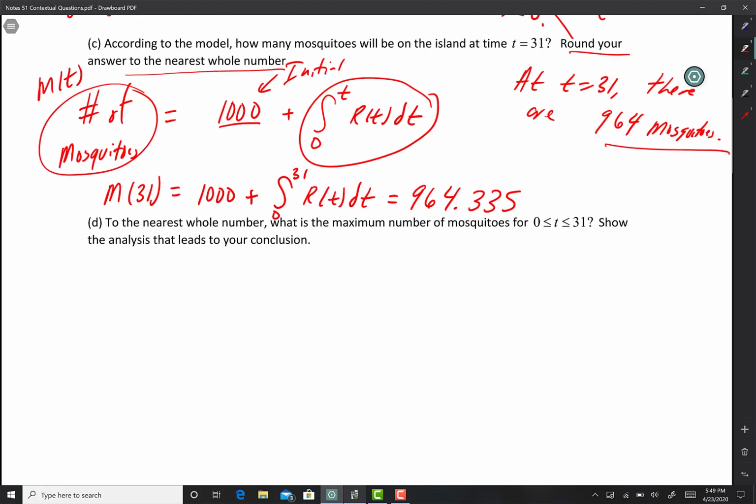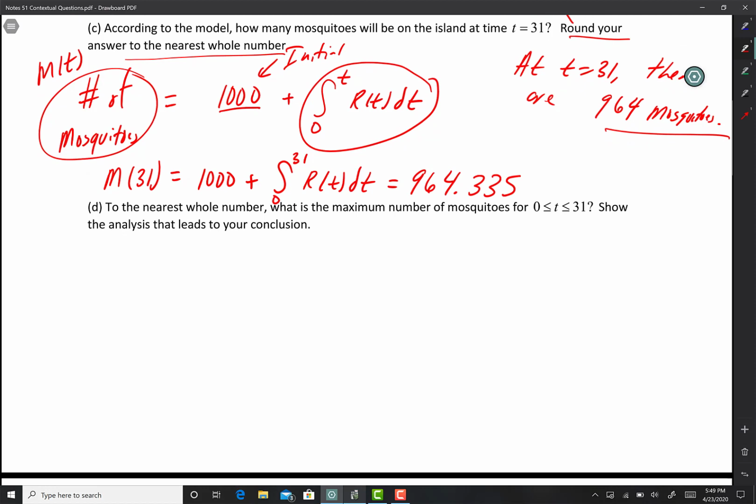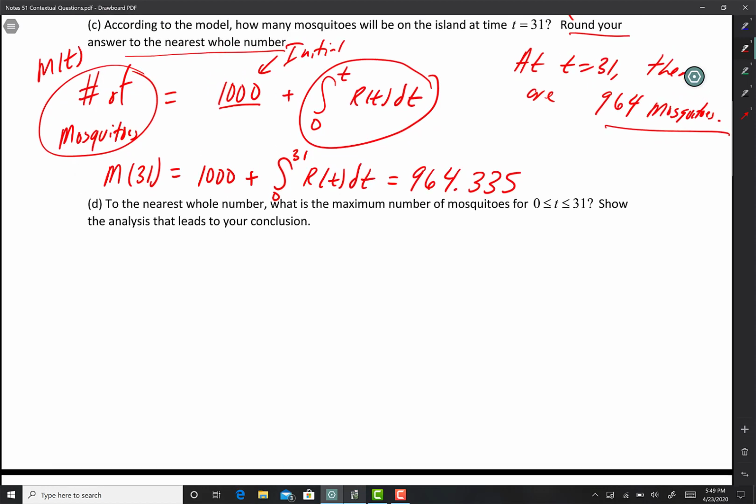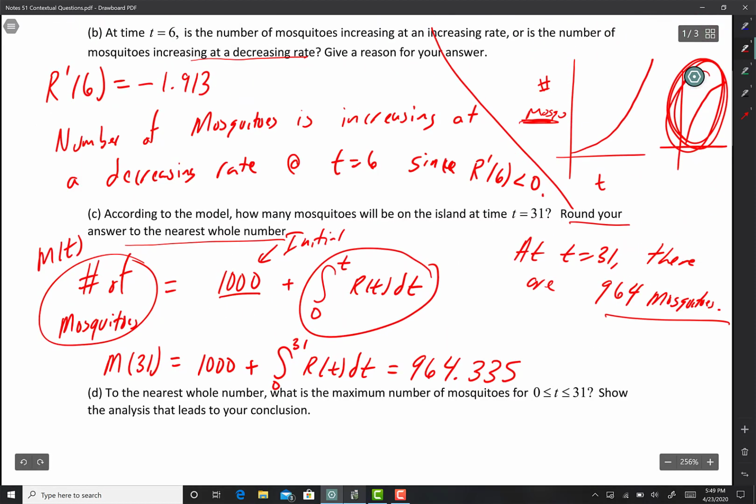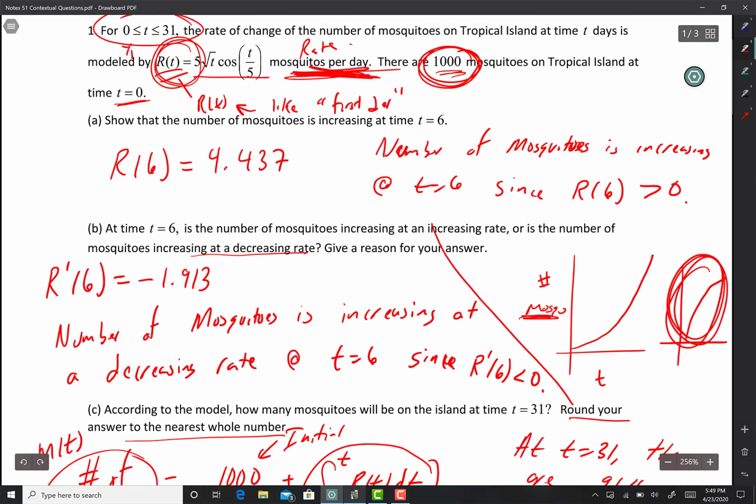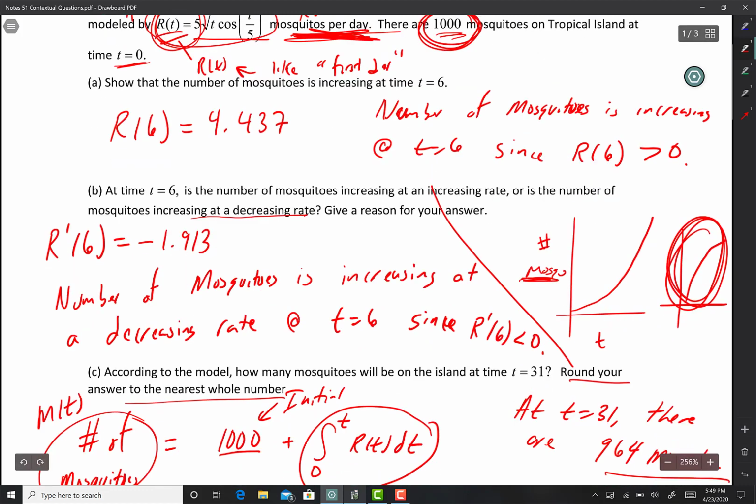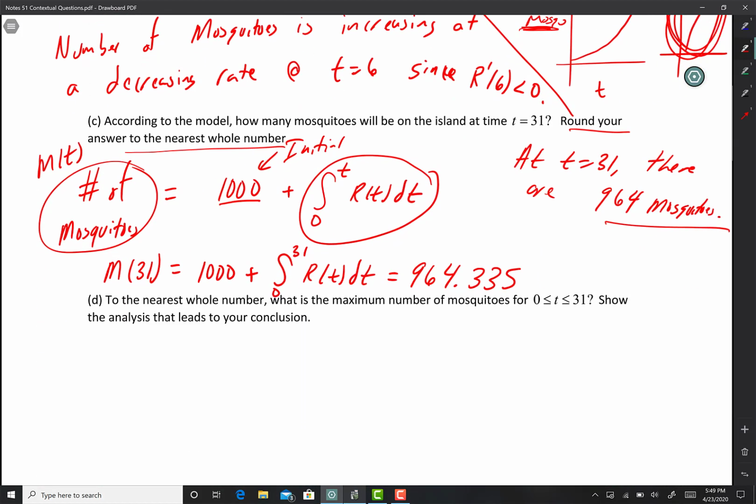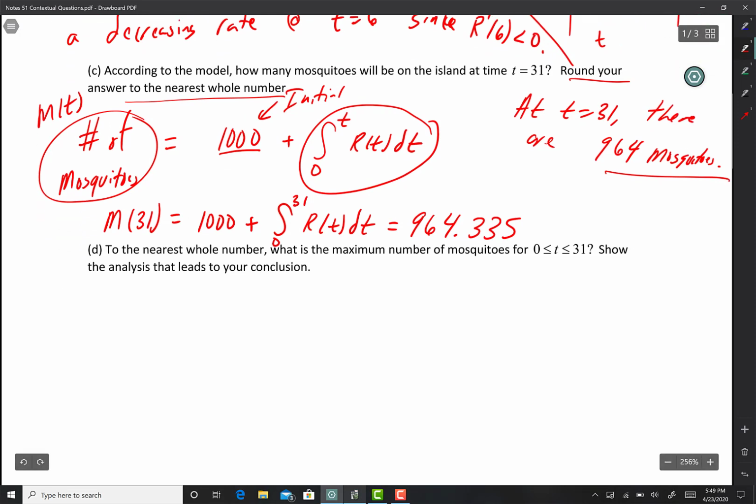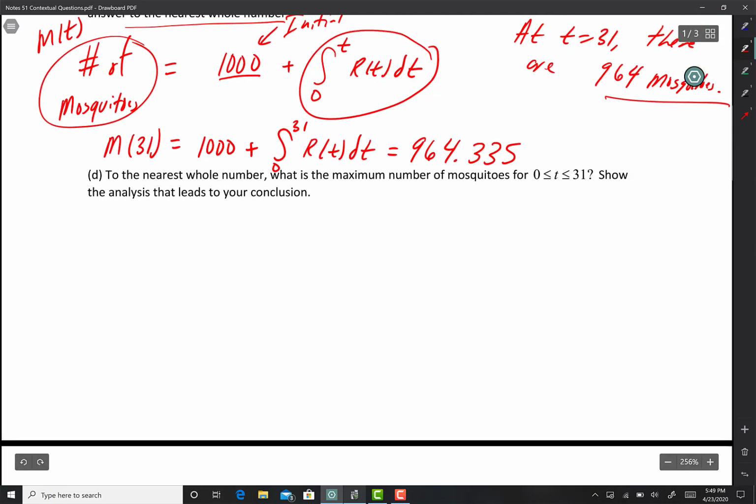To the nearest whole number, what is the maximum number of mosquitoes between 0 and 31? Show the analysis that leads to your conclusion. All right, this looks like a perfect form for a candidates test, guys. So I need to get critical numbers. To get a critical number, I'm going to find where R of t is 0. And obviously, since it wants a maximum, you can just look where it's going from positive to negative, and you don't have to check negative to positive. So I'm going to find my critical numbers first. That is where R of t equals 0.